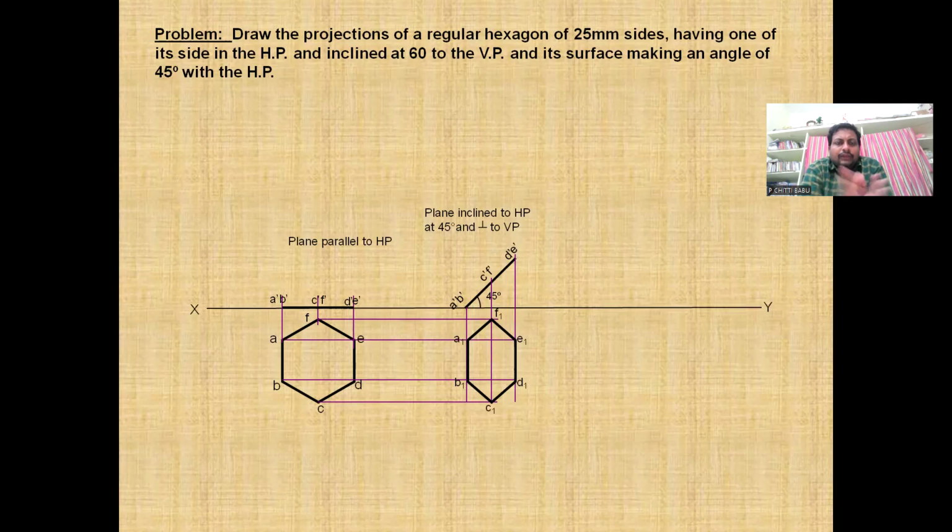Okay, so this is about inclination to HP. Up to here, inclination to HP is completed. Now we are going to draw the inclination to VP also there. So incline 60 degrees to the VP. Inclination 60 degrees to the VP.